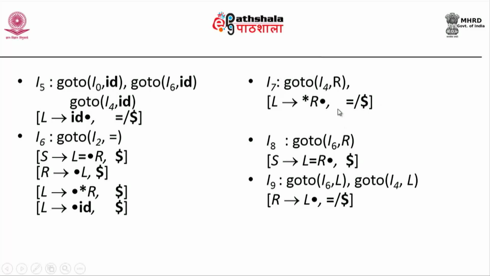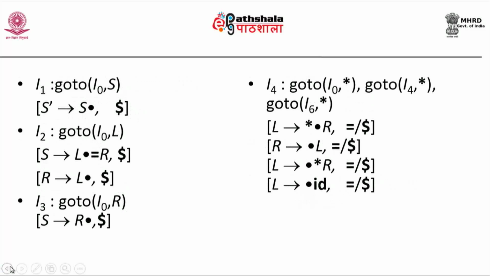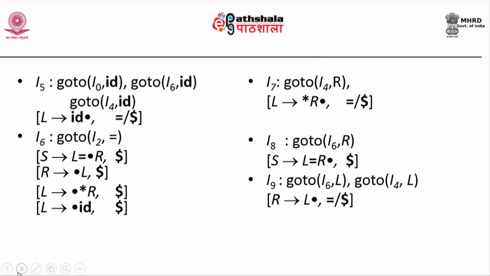Now this is where I am going to get involved. So L produces star R dot. I can have it in 2 components. One is here with a simple dollar alone. The other one is with the equal to slash dollar. So I am going to combine them together. Equal to slash dollar and dollar will be combined. So S produces R dot is here. I have here L produces R dot.